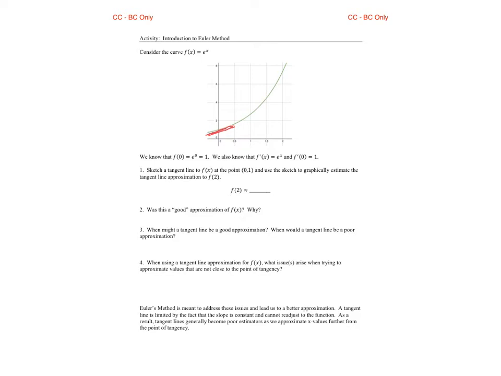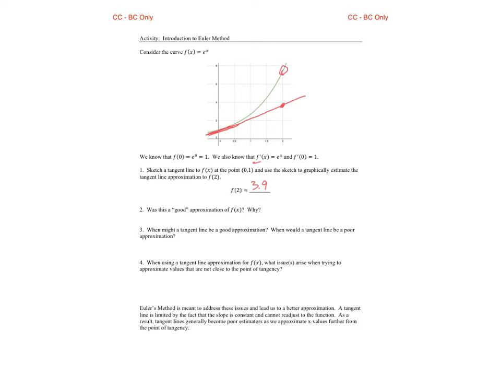All right, so check. Use the sketch to graphically estimate the tangent line approximation at f of 2. I've got to draw that a little longer. Then if that's my approximation at 2, let's call that a 3.9. Is this a good approximation? I would say no. I don't think it's a very good approximation. We can see from the graph that f of 2 is quite a bit above.